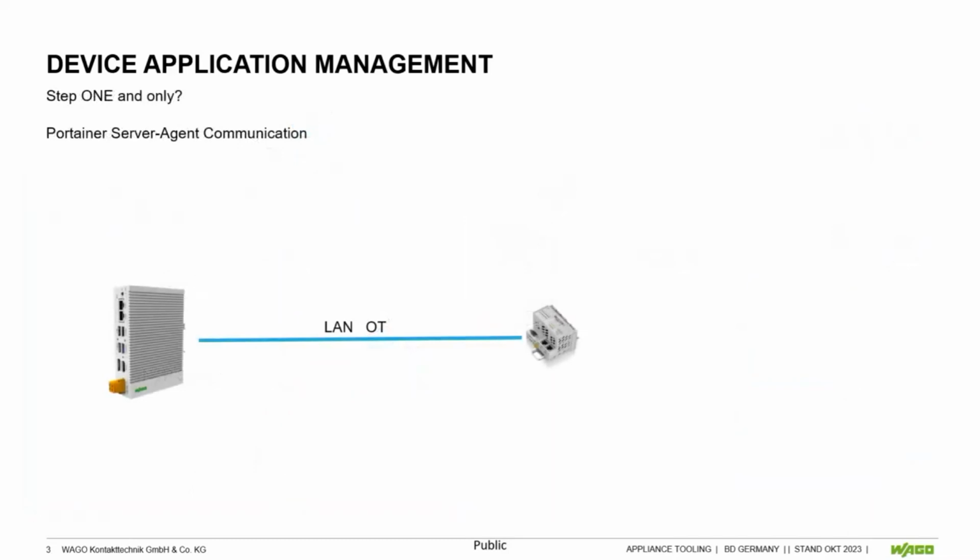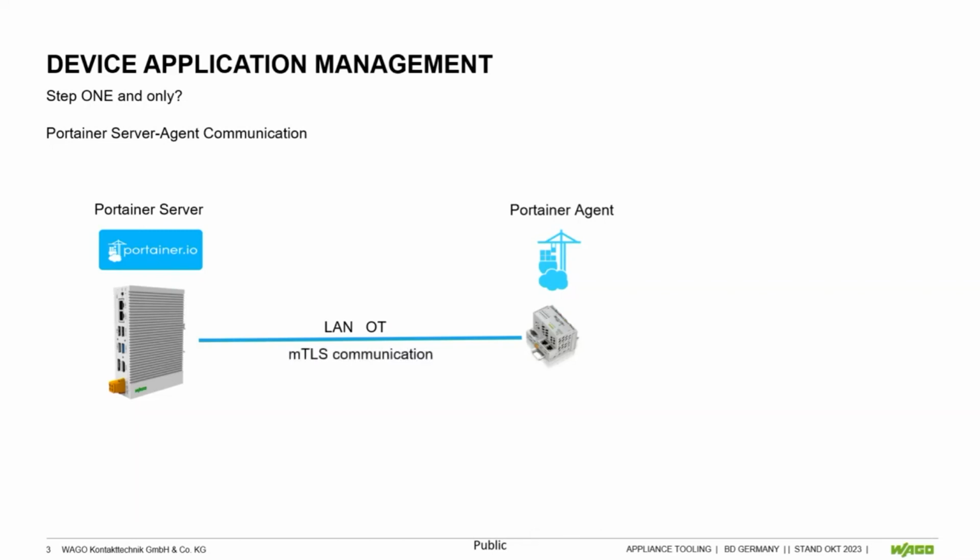How does this work specifically? The devices are connected to each other using the Portainer server and the Portainer agent, which are located on the Edge computer and PFC 200s respectively. The communication is secured using mutual TLS. Provisioning occurs in one fell swoop.